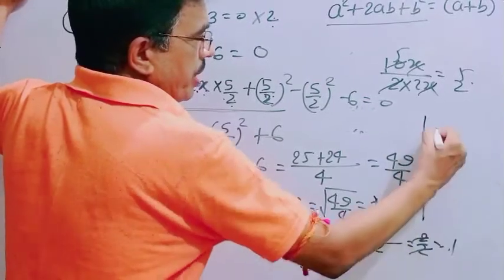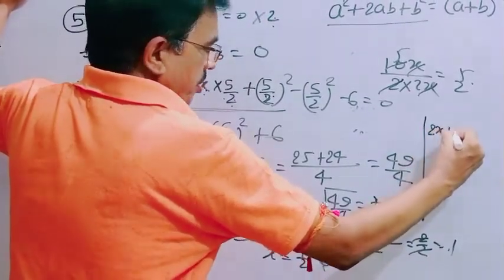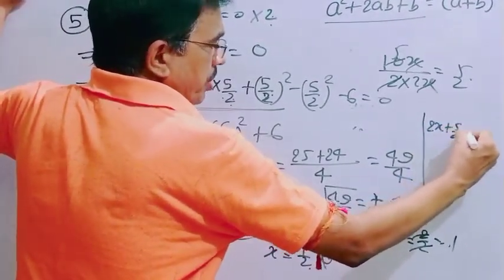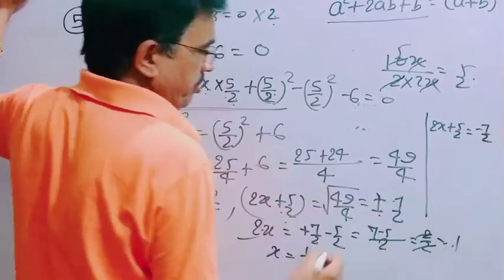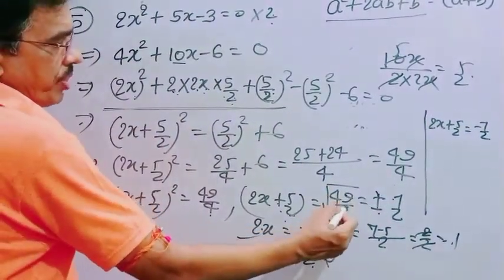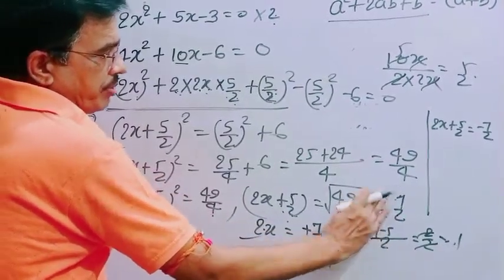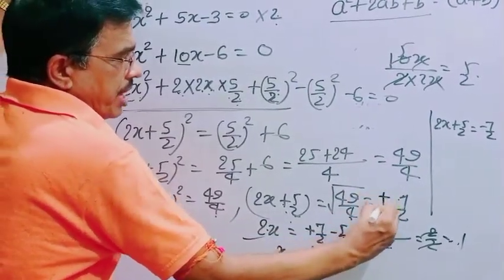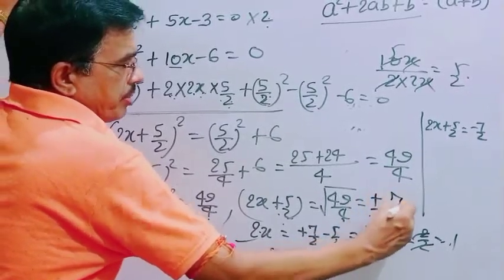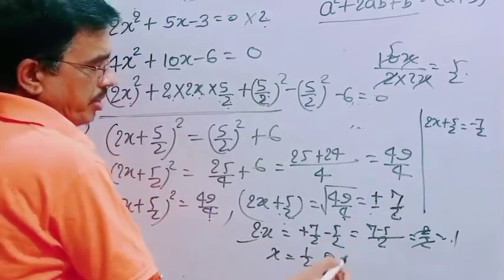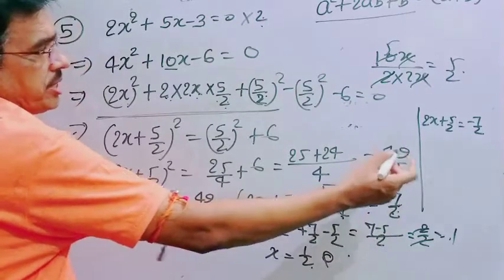So next solution you can write 2x plus 5 by 2 is equal to minus 7 by 2. Because here are two solutions of 49 by 4. One is plus 7 by 2, another is minus 7 by 2. I write here plus and minus. This is 7 by 2. Then one is plus 7 by 2. I solve here, and next is minus 7 by 2.